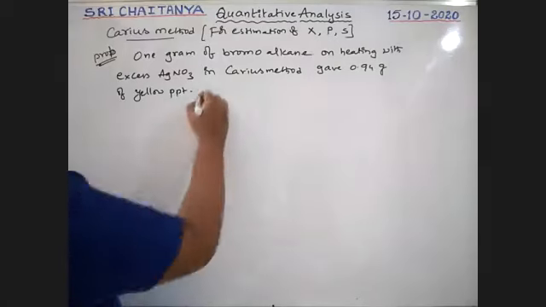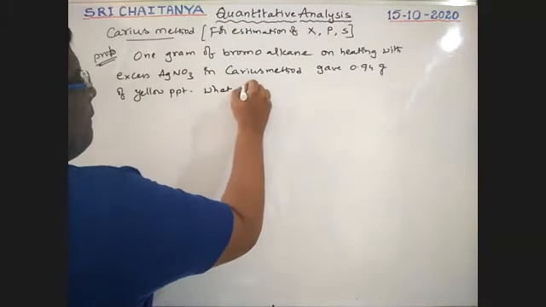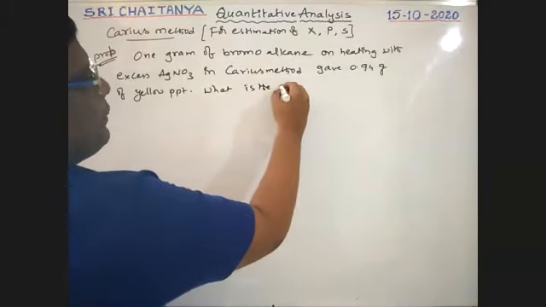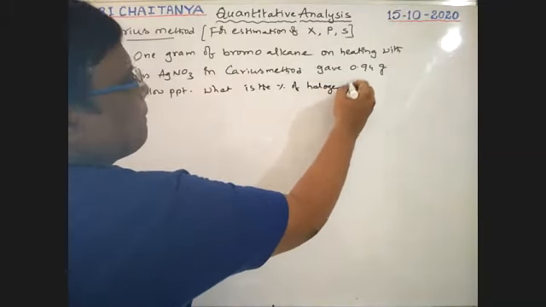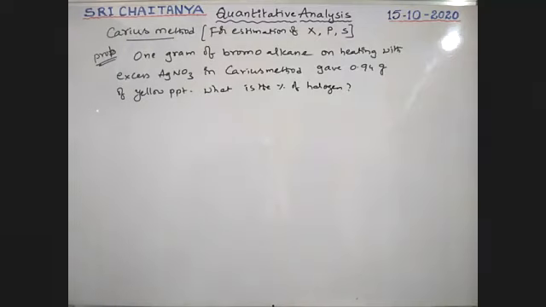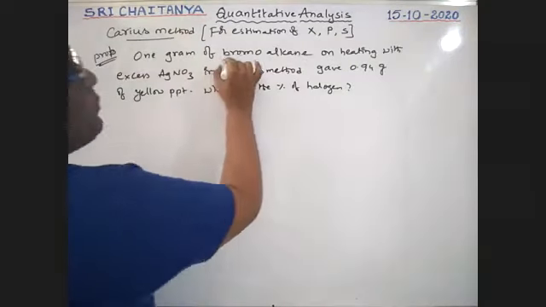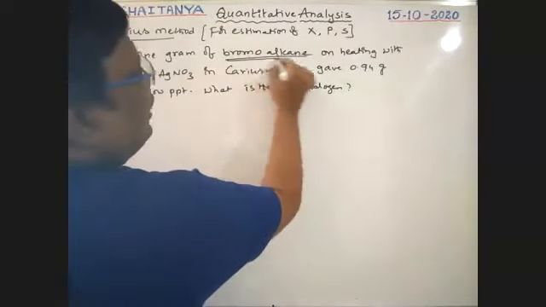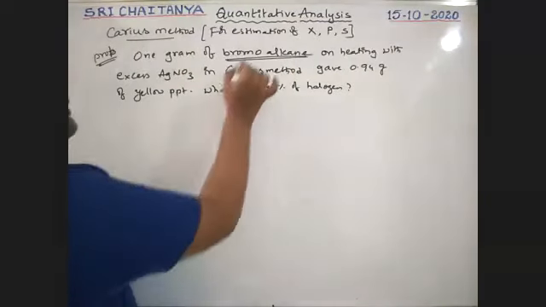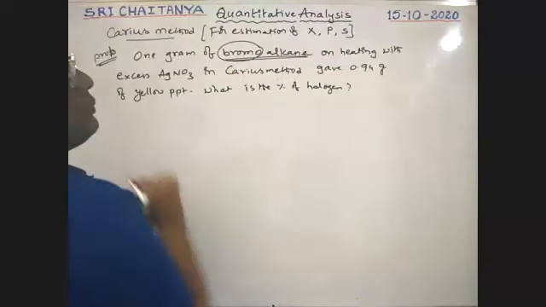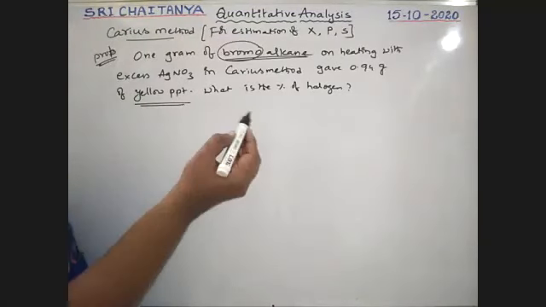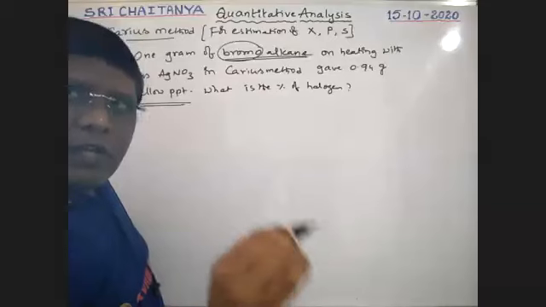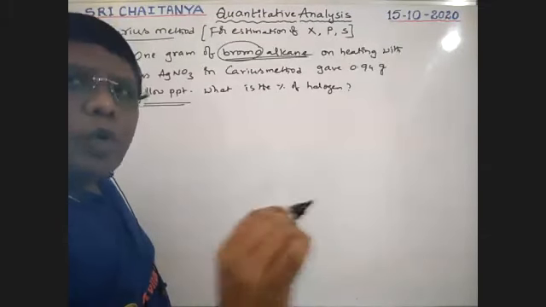What is the percentage of halogen? Boys, see here. It is a bromoalkane, which means bromine is the halogen. Because the precipitate is pale yellow in color, the halogen must be bromine.